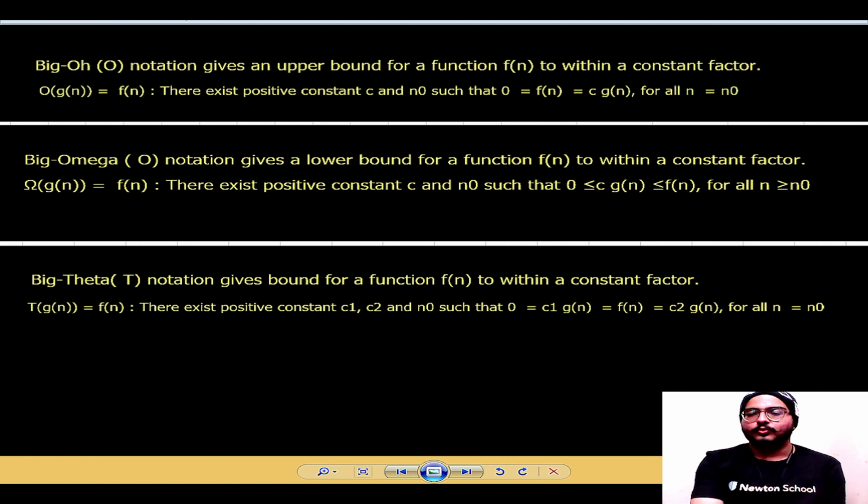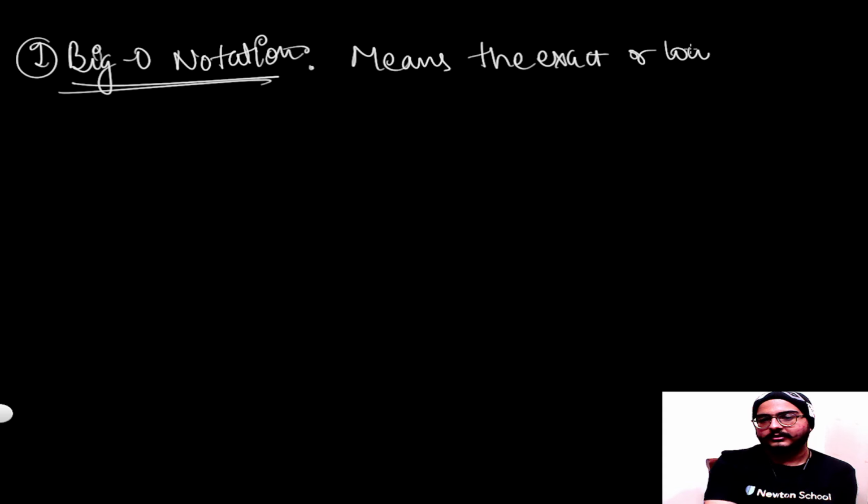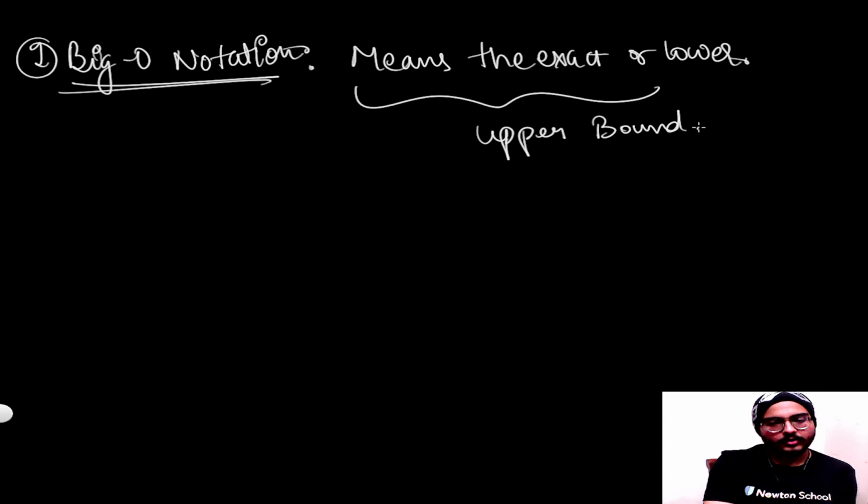Let's understand in a more easy manner. Big O always represents an upper bound or below that. Big O means the exact or lower. It means that it provides an upper bound for a function. I request you not to mix it with worst case, best case, and average case, because in big O we can also have best case, worst case, and average case.